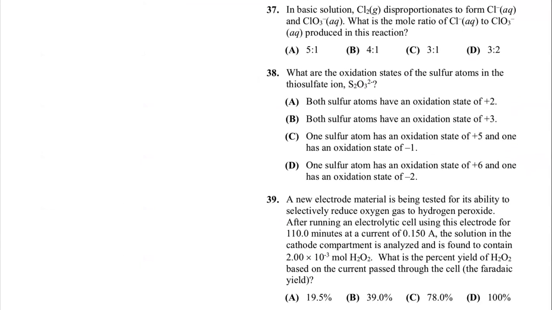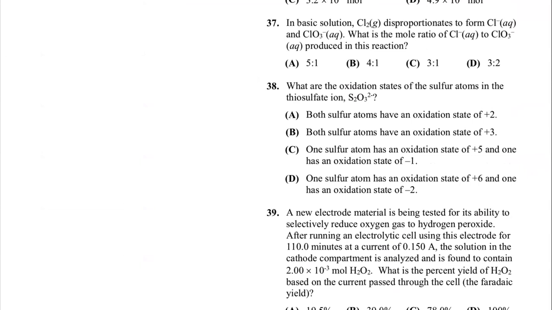Let's jump to 37, right? The first question is about balance of a redox reaction, right? This is the disproportionation of chlorine, Cl2 changing into Cl minus and ClO3 minus. Obviously you can have different ways to solve the problem.